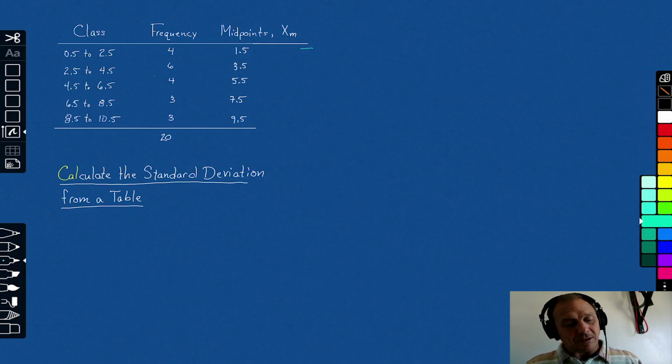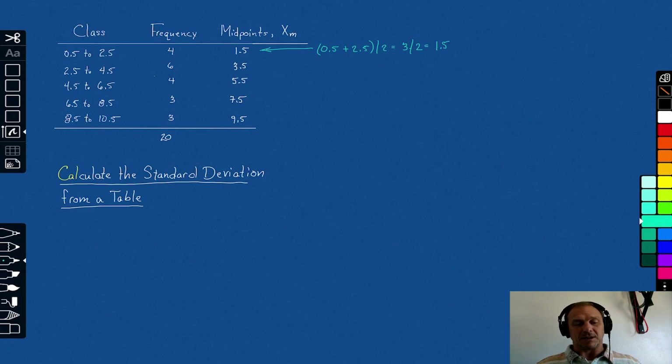Let's just review here. We calculated the midpoint by taking the lower boundary, 0.5, adding 2.5, the upper boundary, and dividing that by 2. 0.5 plus 2.5 is 3, divided by 2, and we got the 1.5. We did that for each one of those, and that's how we calculated those midpoints. I would encourage you to take a moment and double check the values that we have here.